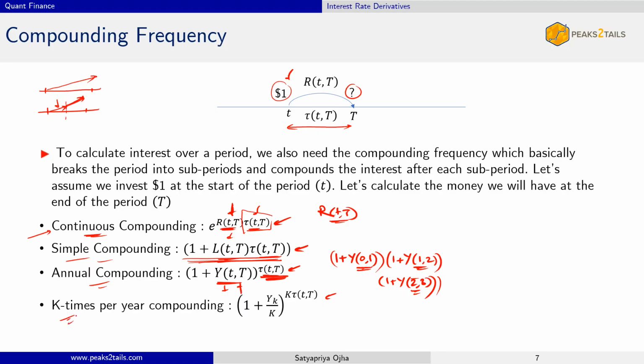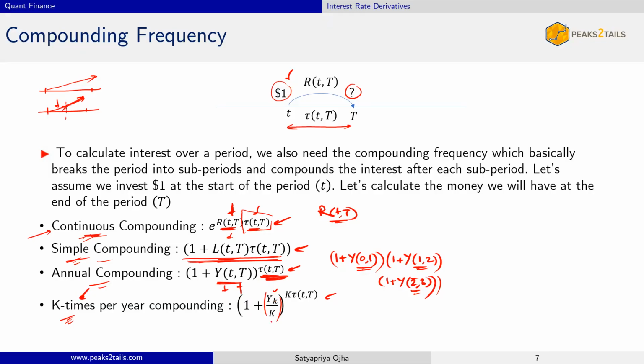And you can do even faster compounding, somewhere between simple compounding and continuous compounding, K times per year. So it can be quarterly compounding or semi-annual compounding. If it is K times per year, you break the year into K sub periods and then do the compounding. For each sub period, your applicable interest rate would be Y divided by K. I'm calling it YK to denote that it is a special type of compounding, K times per year. So per year, the rate is YK.